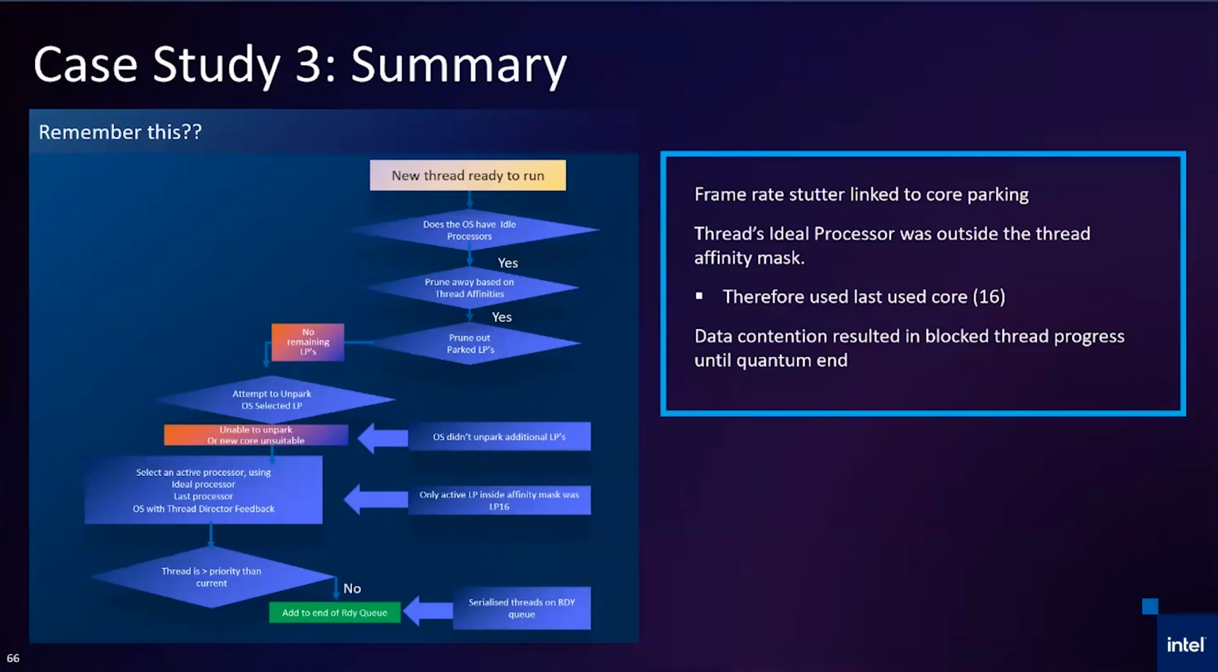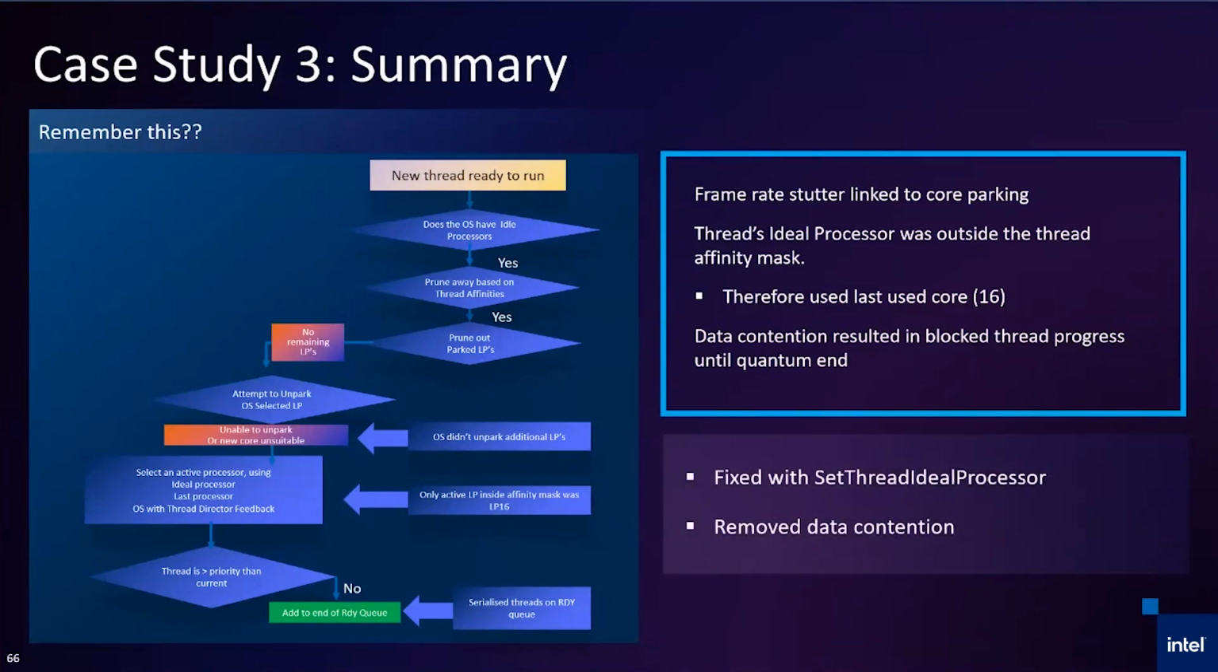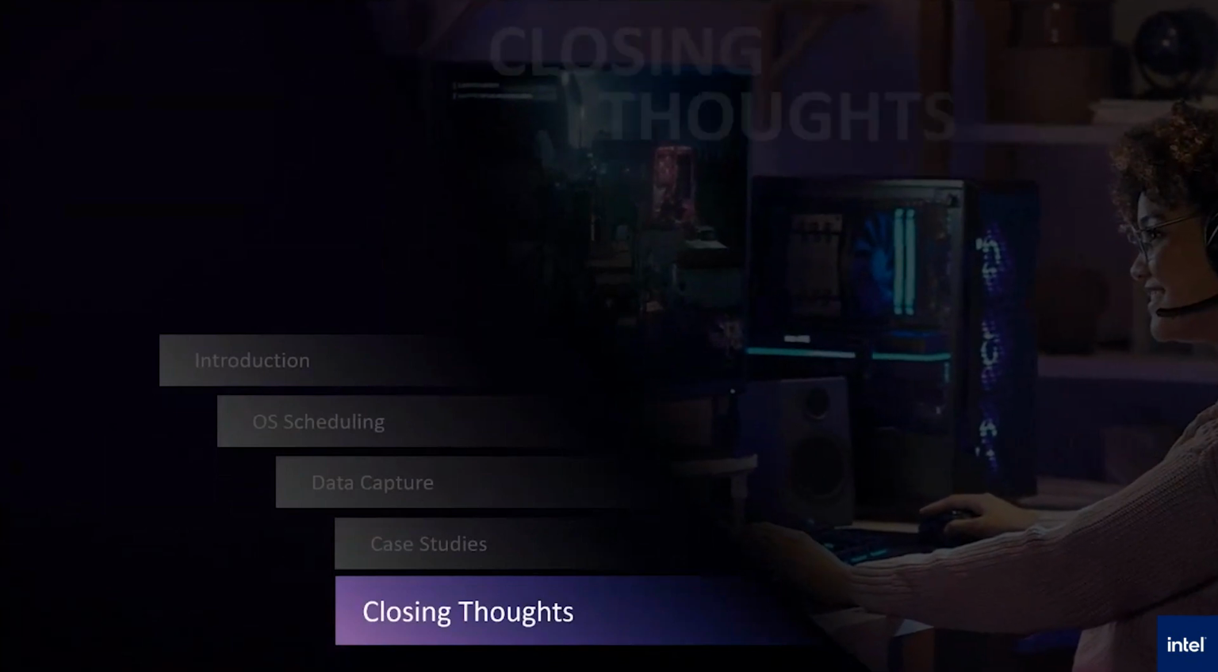The secondary factor was data contention. As soon as the application serialized all those individual threads, they actually ended up with data contention on a couple of structures within those threads. If the wrong thread ran first, it would basically block and wait until it hit quantum end, and eventually it would work its way around to the thread that actually held the data that was important. This was fixed by basically using SetThreadIdealProcessor, so the individual threads had an ideal processor within the affinity mask, and also later on removing some of the data contention issues. So even if we did serialize due to heavy core parking, the application could still make forward progress.